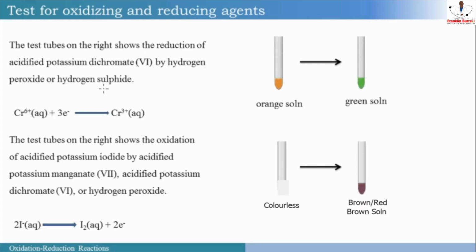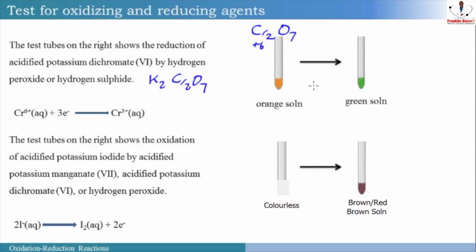Let's look at some other tests. Now let's look at potassium dichromate 6. And we say acidified potassium dichromate 6. So we know that K2Cr2O7 is our potassium dichromate 6. Now, what is responsible for the orange color? The orange color comes about because of the Cr2O7, where the Cr2 carries a +6 charge. Now, this is why it is orange.